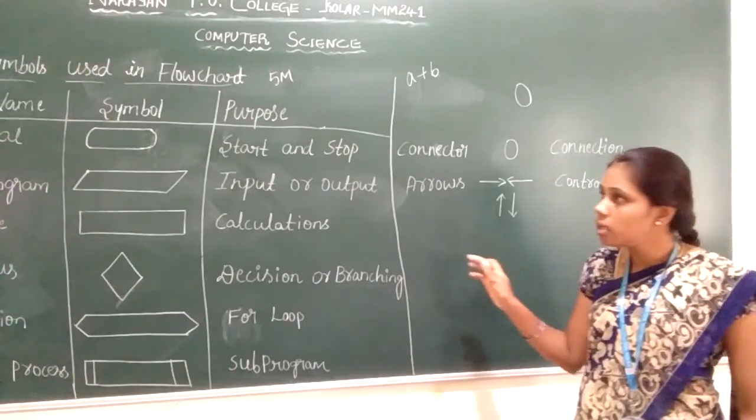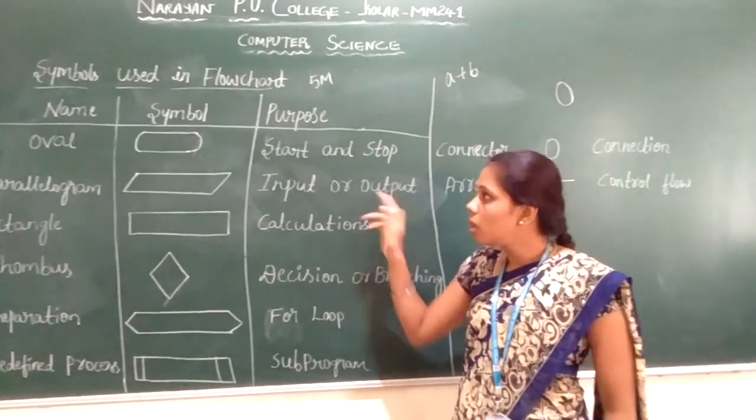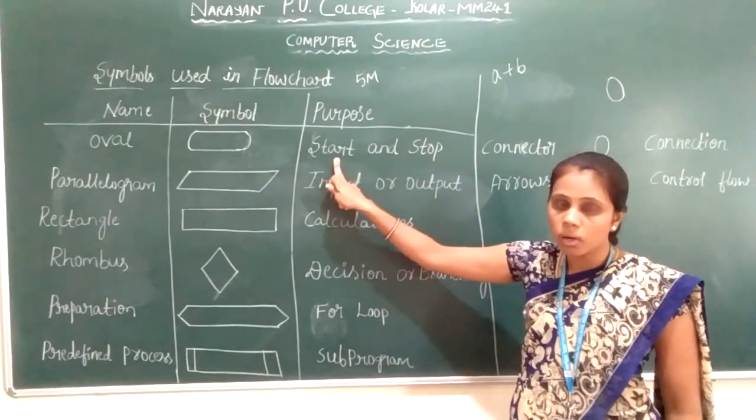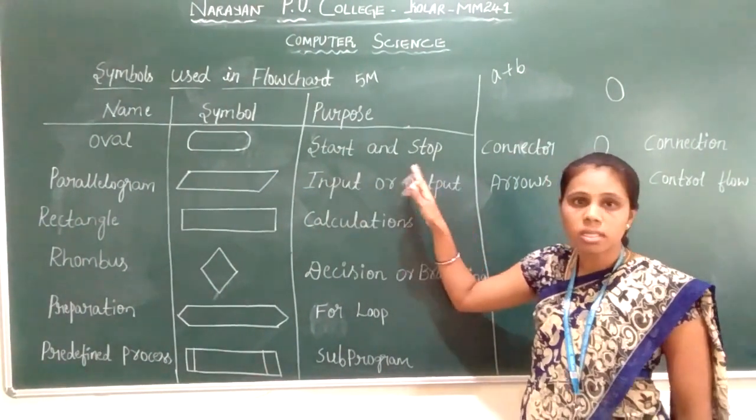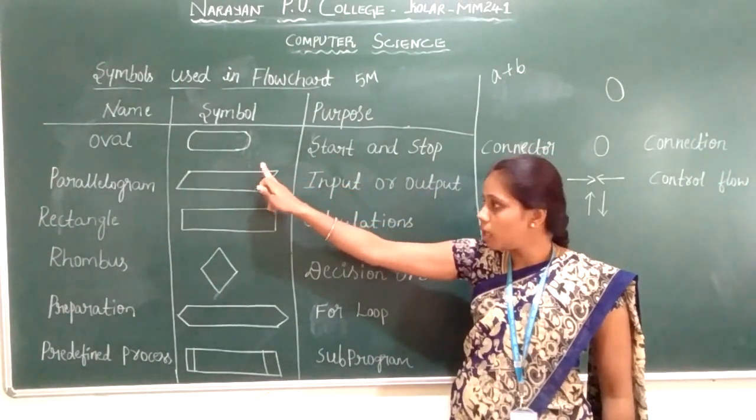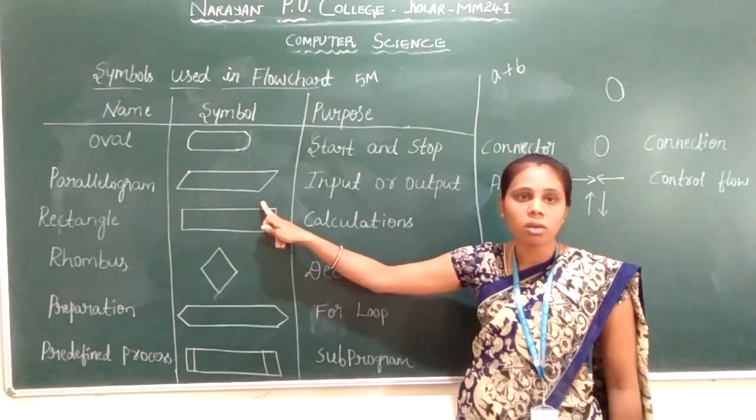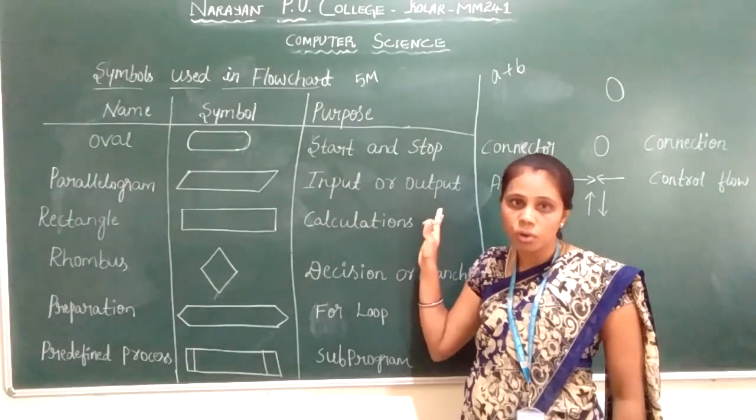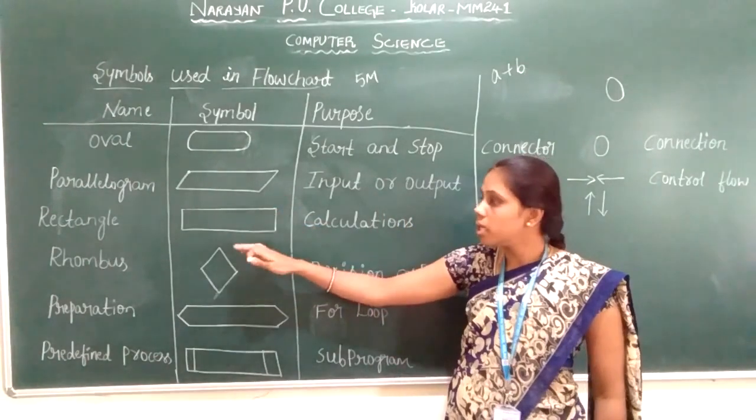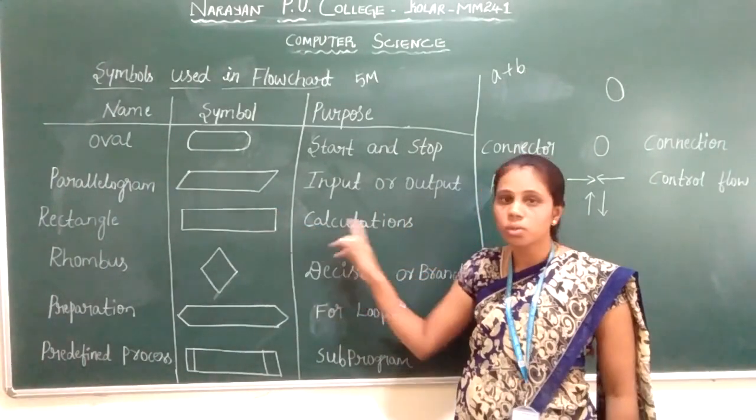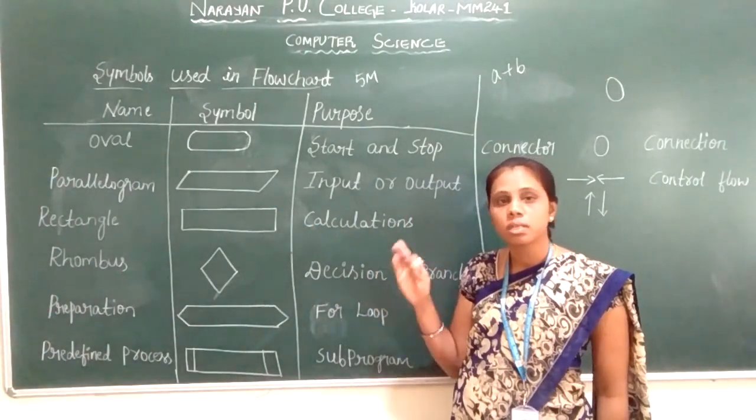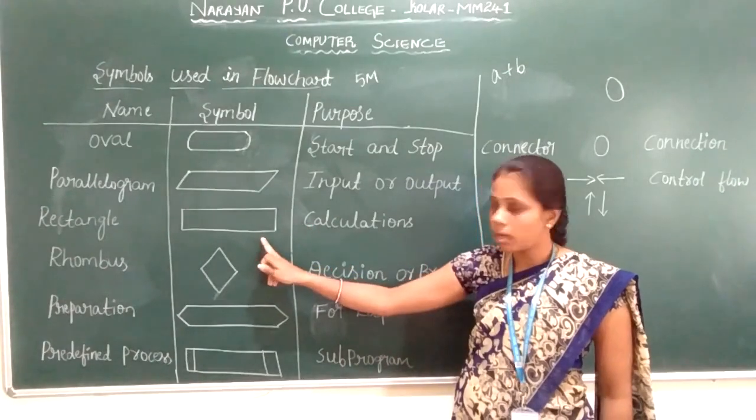So once again I will explain the symbols used in flowchart. This is the symbol oval. It is used for start and stop, also called beginning or end. To represent start or stop, beginning or end, we use a symbol called oval. Next we have parallelogram, used for input or output. Next we have rectangle, used for any calculations. If we have any calculations in an algorithm, to represent them we use this rectangle.